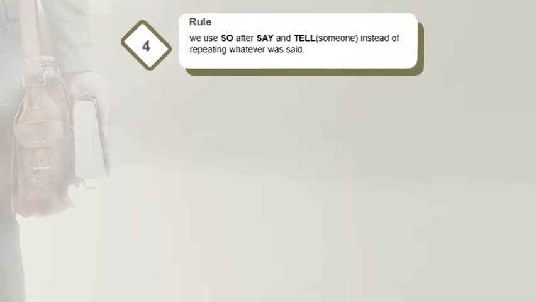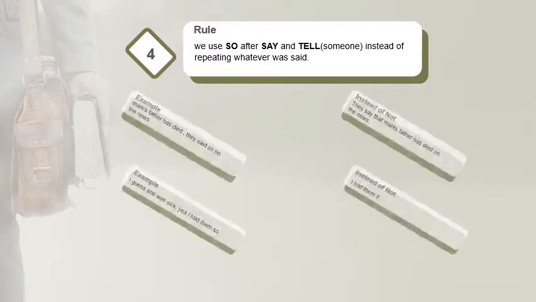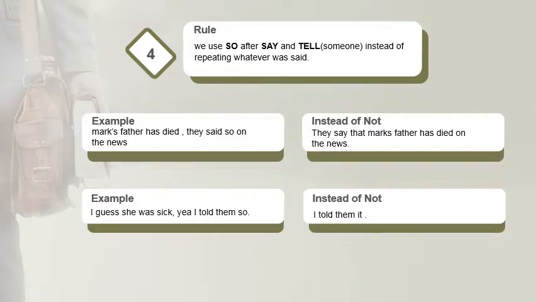Rule number 4. We use so after say and tell to somebody instead of repeating whatever was said. First example, Mark's father has died. They said so on the news. Instead of, they say that Mark's father has died on the news.